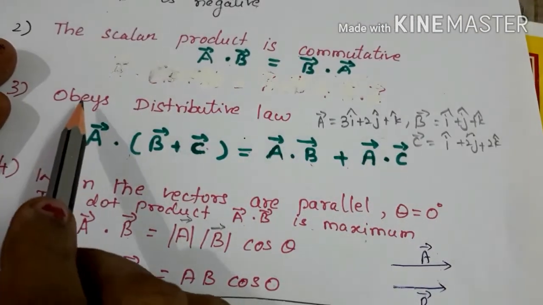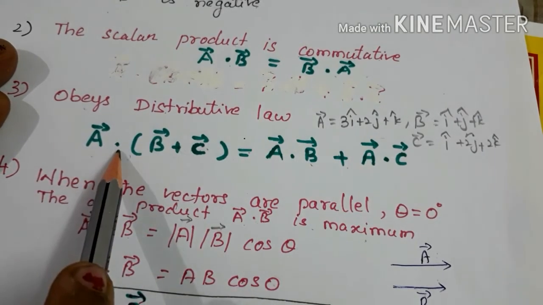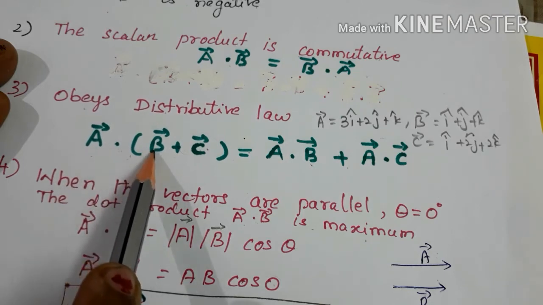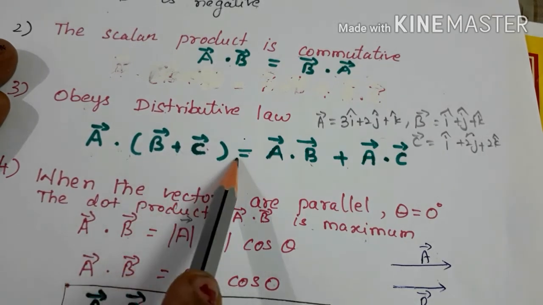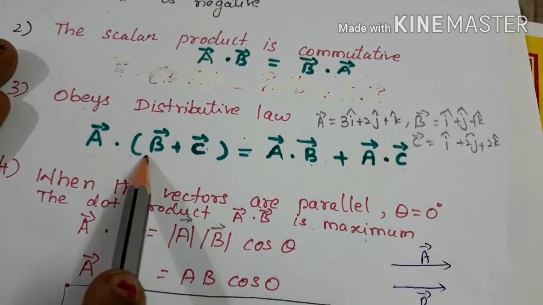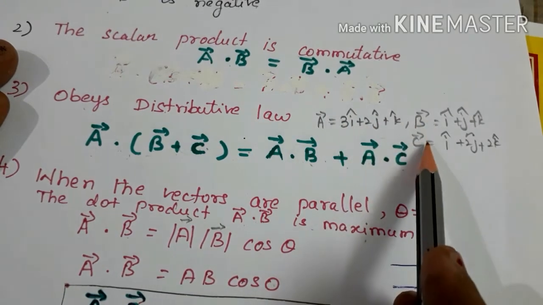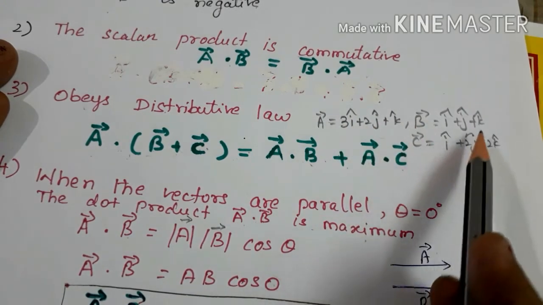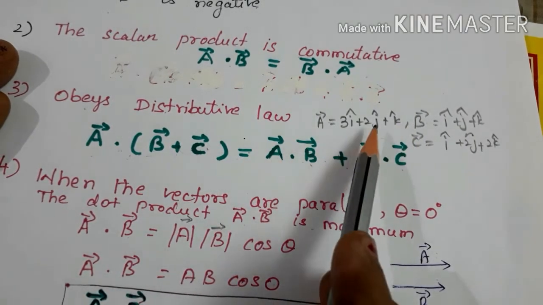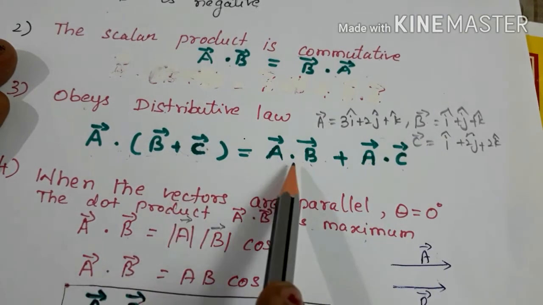And next, the dot product obeys the distributive law. A vector dot (B vector plus C vector) is equal to A vector dot B vector plus A vector dot C vector. This is the distributive law. With the given three vectors, A vector, B vector, C vector, values given, you can check this distributive law by working this out, children. You will see that LHS and RHS will be the same.